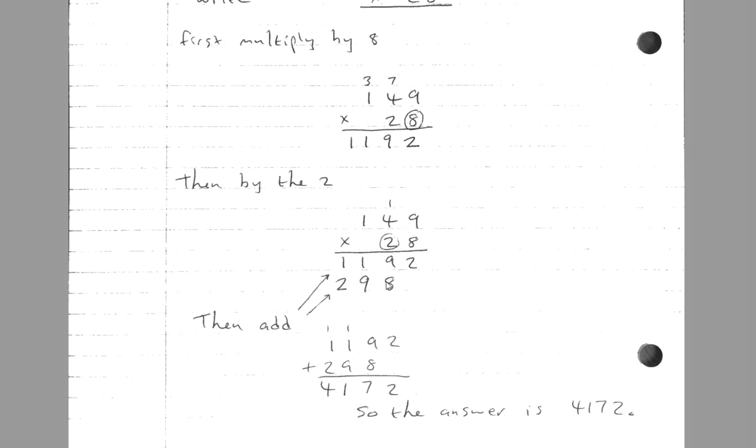And then the last step is just add those 2 rows. So it's 2. 9 plus 8 is 17. Write down the 7, carry the 1. 1 plus 1 plus 9 is 11. Write down the 1, carry the 1. 1 plus 1 plus 2 is 4. All right, so yeah, it's hard work, but the answer, so this product 28 times 149 is 4,172.